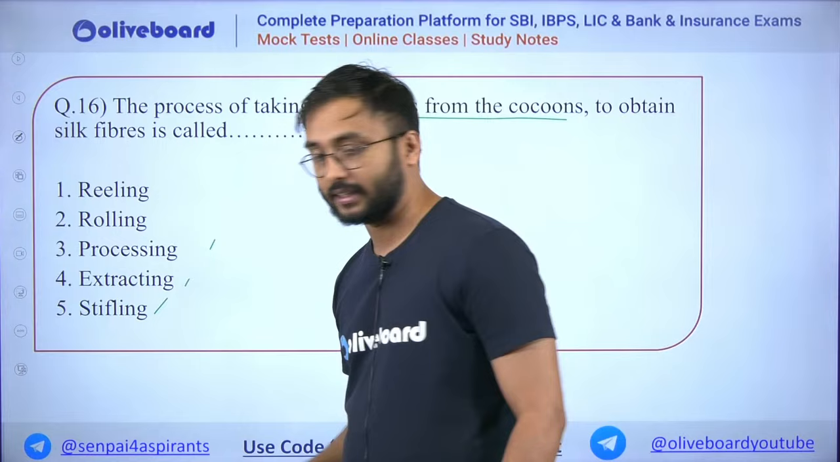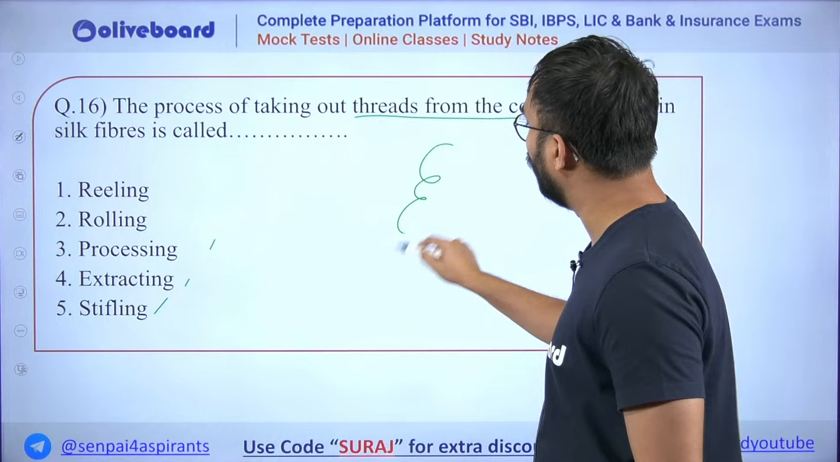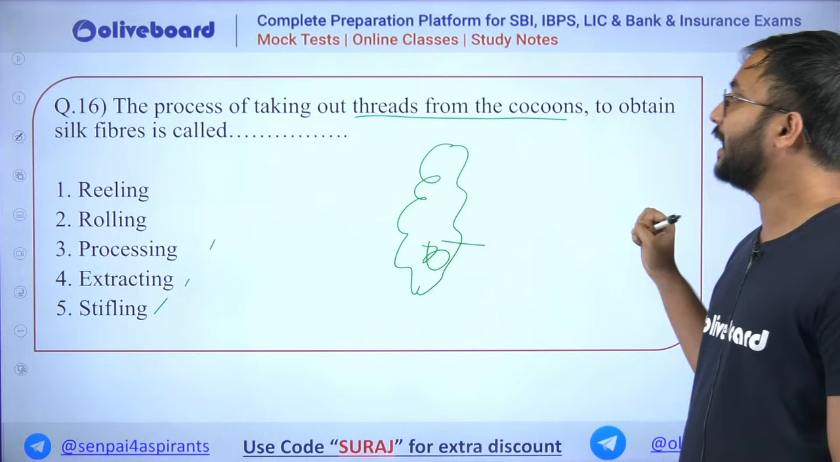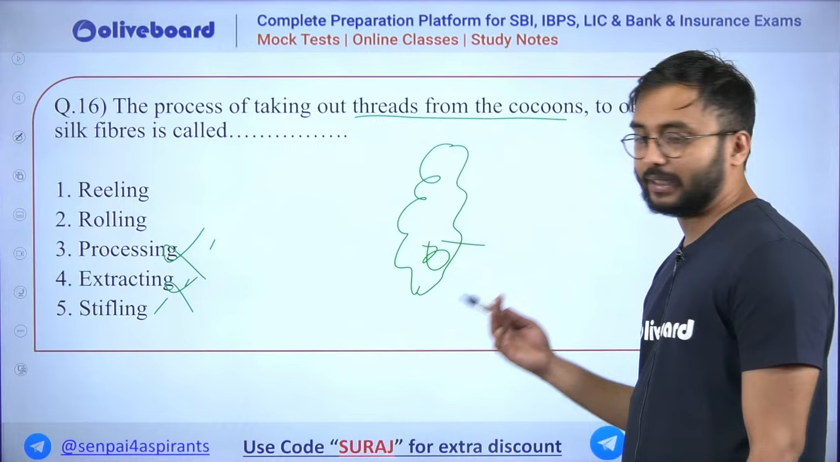Yes, highly decomposed. Yes, definitely. You are very correct. The process of taking out threads from the cocoon of your silkworm, ripping out your silk fibers, is called what: reeling, rolling, processing, or extracting? Processing and extracting you have to eliminate. So the answer can be between reeling, rolling and stifling. The answer here is reeling.